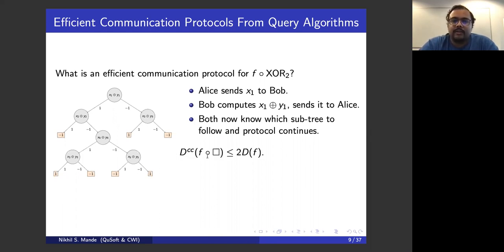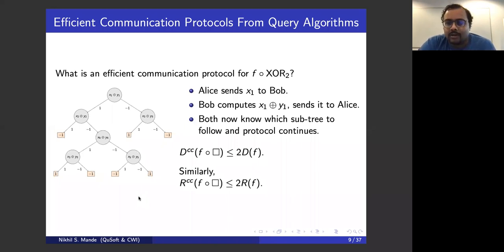So for the deterministic communication complexity, there was nothing special about XOR. If we replaced it by AND, so the communication problem in question was f composed with AND, Alice could still send x1 to Bob, Bob could compute x1 AND y1 and send it to Alice, and they could simulate the whole decision tree in the same way. So the deterministic communication complexity of f composed with the square gadget, where the gadget is either AND2 or XOR2, is at most 2 times the query complexity of f. And a similar proof works in the randomized case as well.